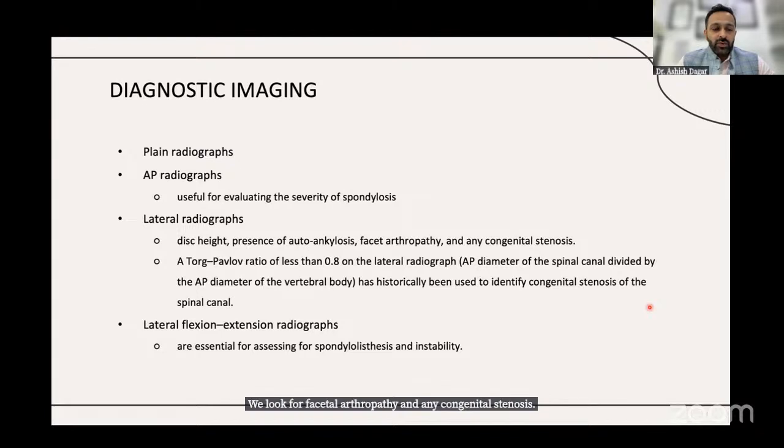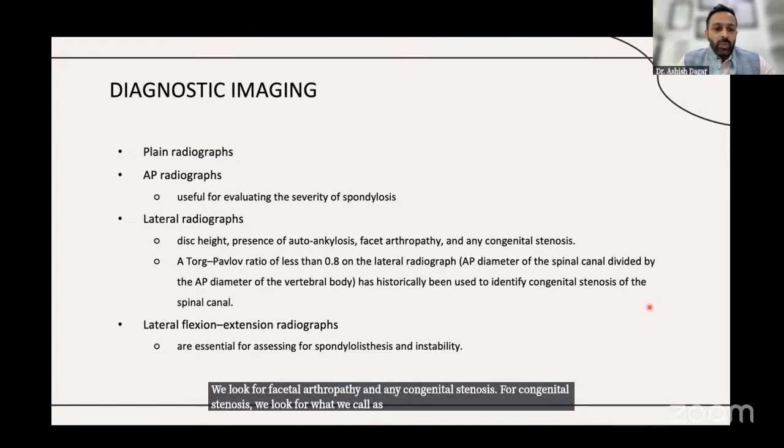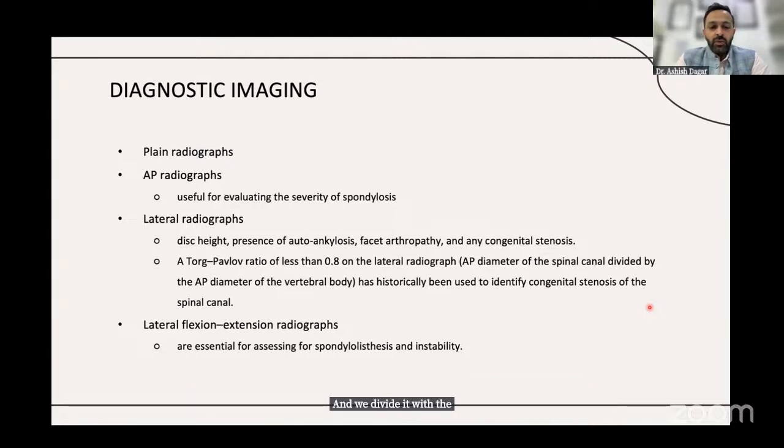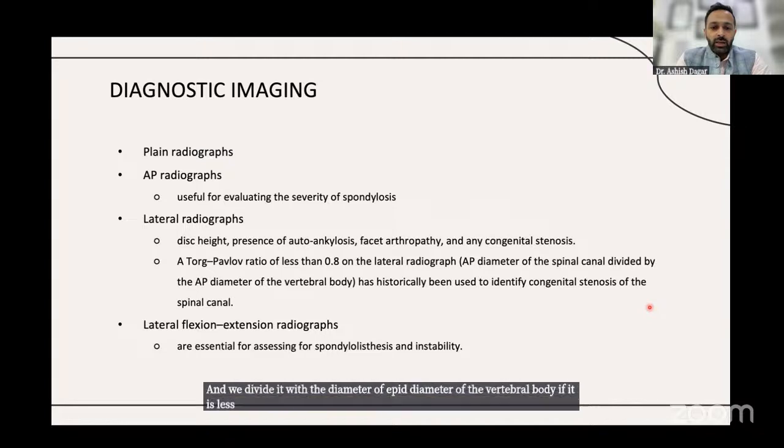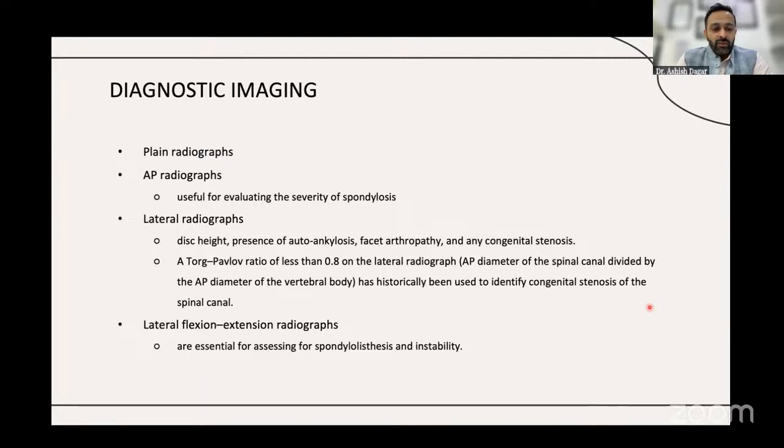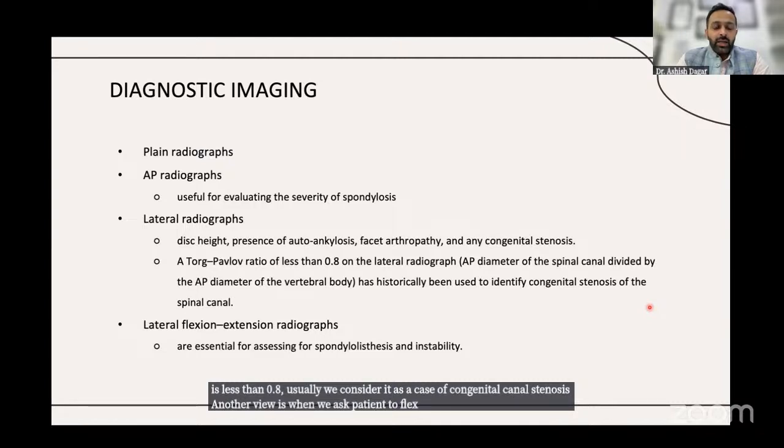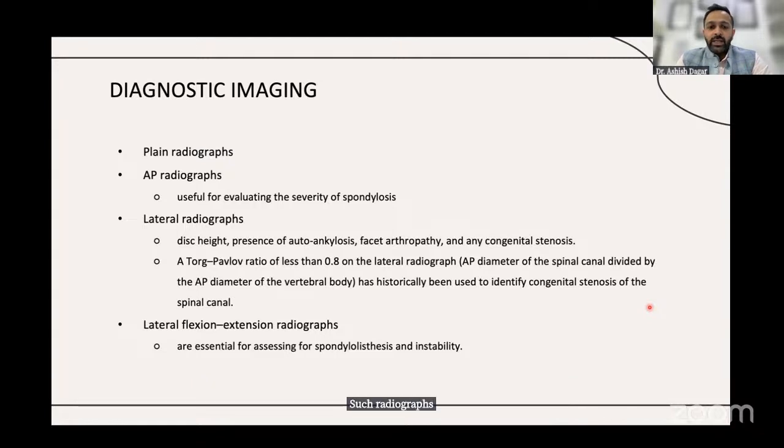For congenital stenosis, we look at the Torg-Pavlov ratio, in which we measure the AP diameter of the spinal canal and divide it by the AP diameter of the vertebral body. If it is less than 0.8, usually we consider it a case of congenital canal stenosis. Another view is when we ask the patient to flex and extend his neck, and then we take lateral radiographs. Such radiographs are taken to look for any instability, as in cases of spondylolisthesis.